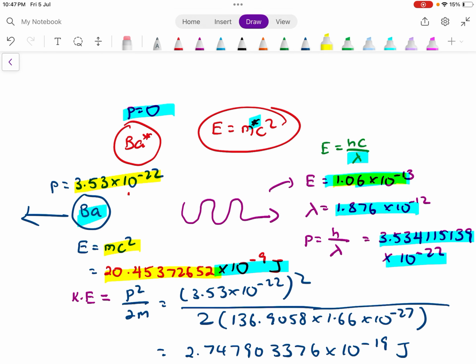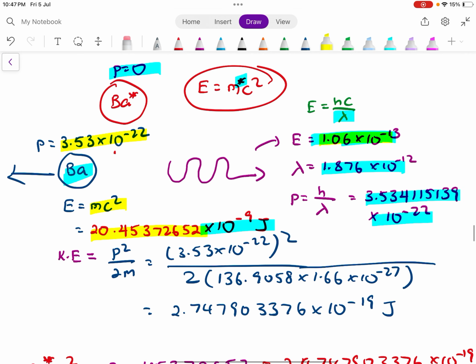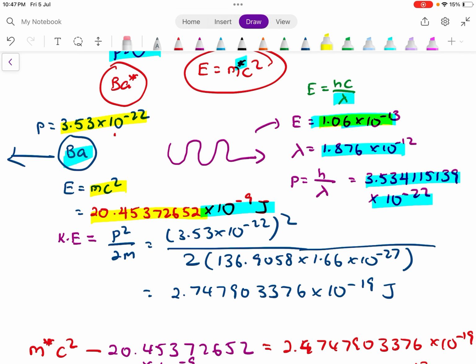With this, I can calculate the kinetic energy of the barium using the formula that we learned in quantum, p squared over 2m. You do the substitution, and you will get something like 2.7479 times 10 negative 19. So these are some of the energies for us to calculate. Of course, you might see that the kinetic energy of the barium is a few orders lesser than the energy of the photon. So to be frank, you don't need to consider the kinetic energy of the barium. But let's just say I consider it.